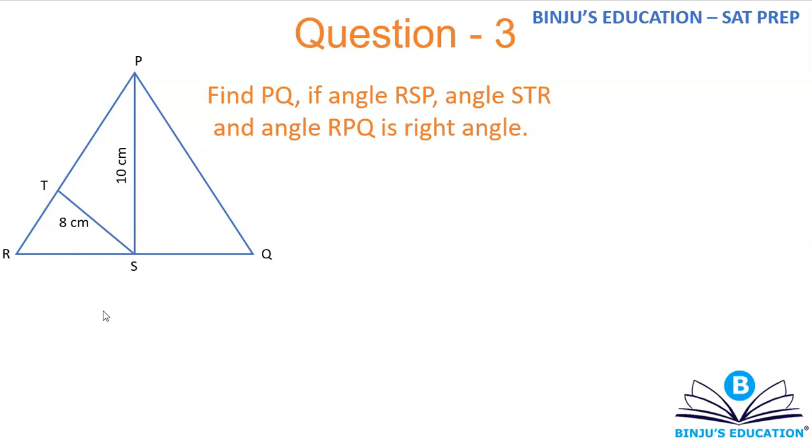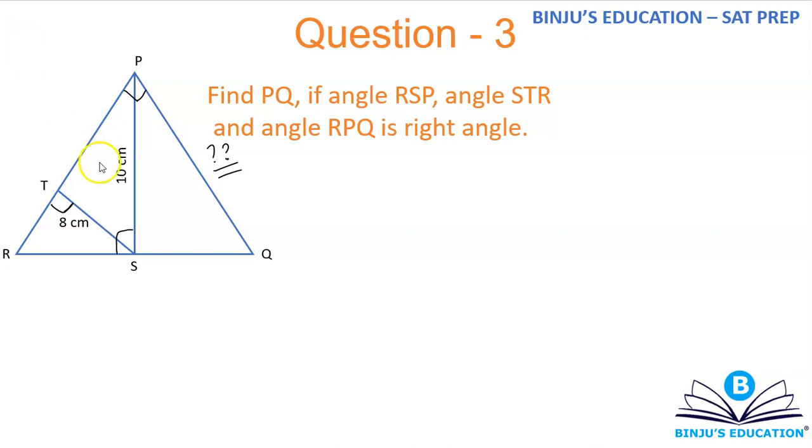Alright, let's go about it. So what we need to do is we need to find PQ, and it's given to me that angle RSP, STR and RPQ is equal to 90 degrees because they are right angle. So this here is right angle, this here is right angle, and this here is right angle. Okay, let's see what we can do.